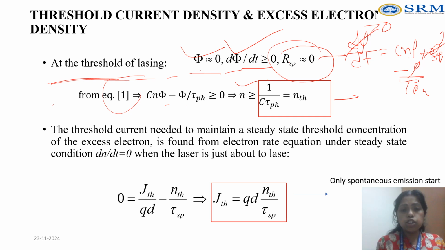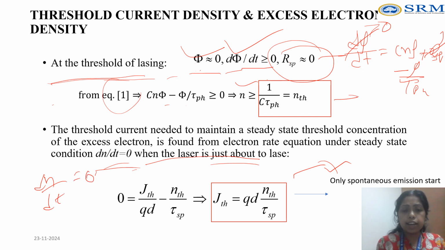So for the steady state condition, when the laser has just started, the spontaneous emission will start. At that moment, what will happen? The electrons that are injected will be responsible for photons. At that moment, the electron rate will be transferred into the photon rate. So in the steady state condition, dN by dt is equal to 0.